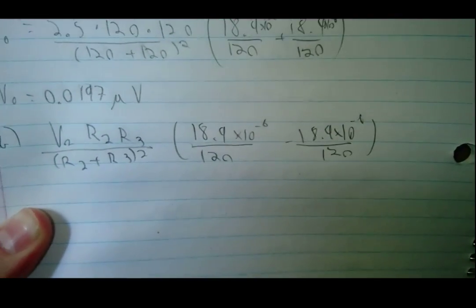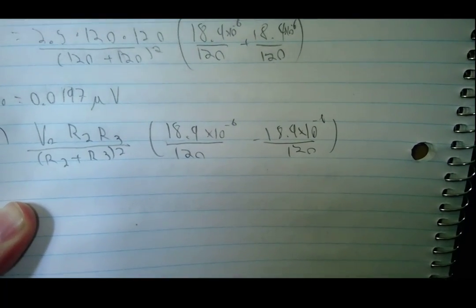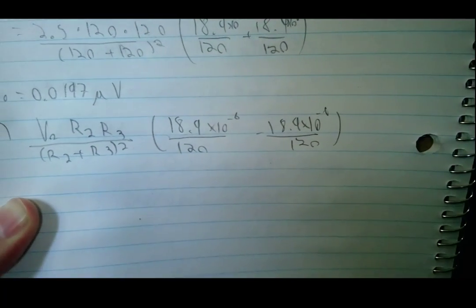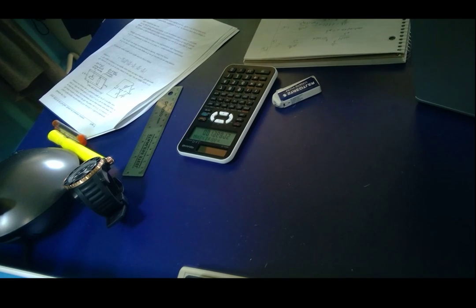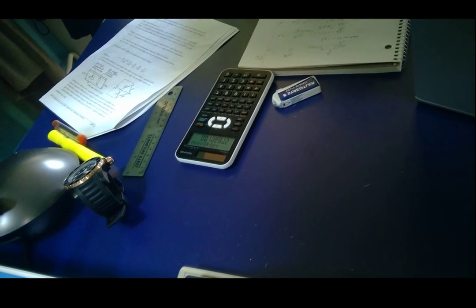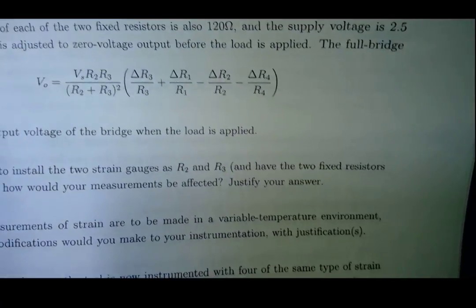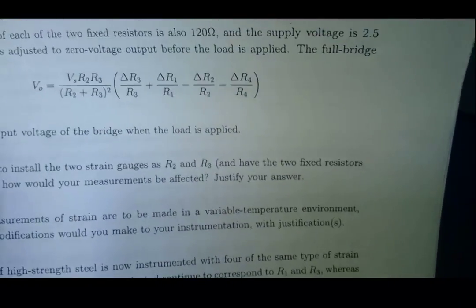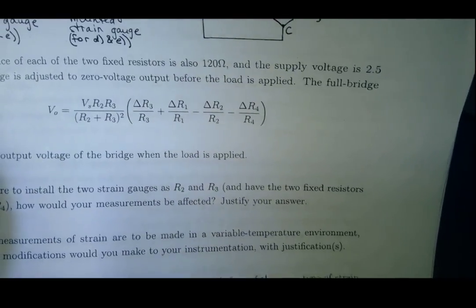Right? Now this new equation is this. It's got 19.9 times 10 to minus 6 divided by 120 minus 19.9 times 10 to minus 6 divided by 120. Now what is that? That is 0, which means that V out is going to be 0, which is why you don't do that. And why is there a minus? Well, that's just directly from the equation, because R3 and R1 are working together, and R2 and R4 are always working against one another. That's the way the Wheatstone Bridge works.